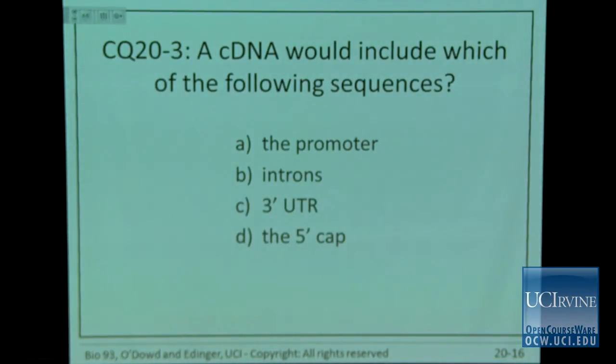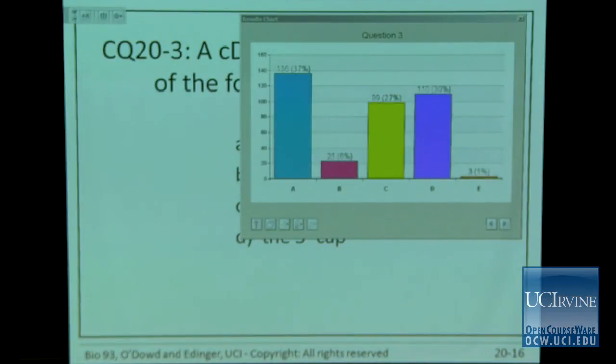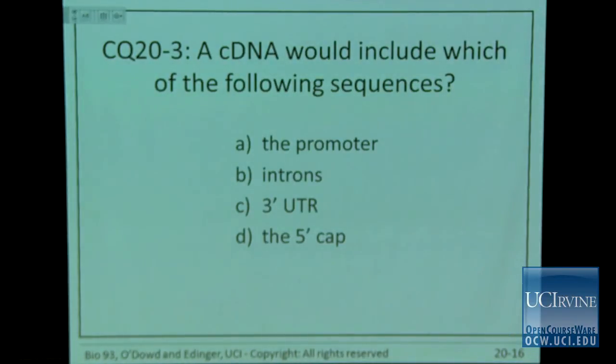Okay, see if you got this. A cDNA would include which of the following sequences? Okay, go ahead and choose your favorite. All right, let's see what you liked. All right, so you got the intron point. That's very good. But you're kind of split between the other three possible answers. So let's have a look at it.